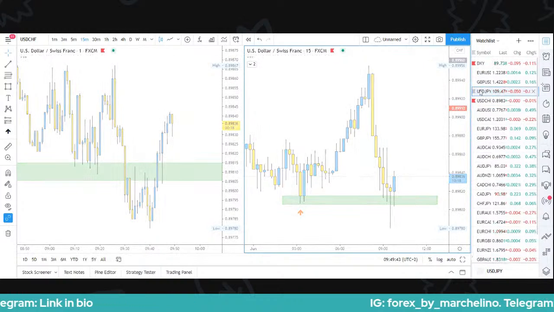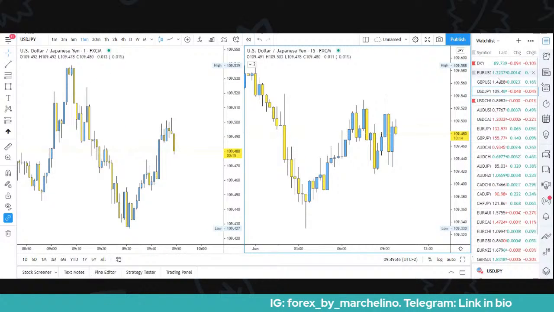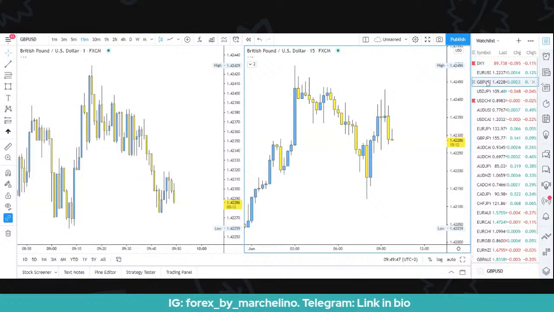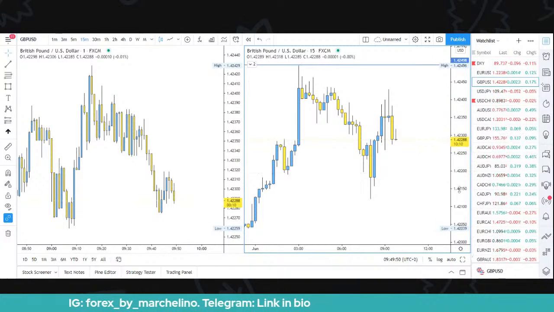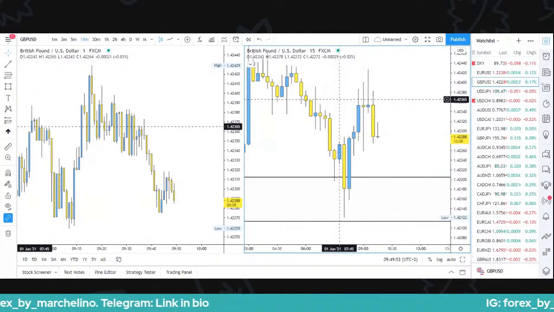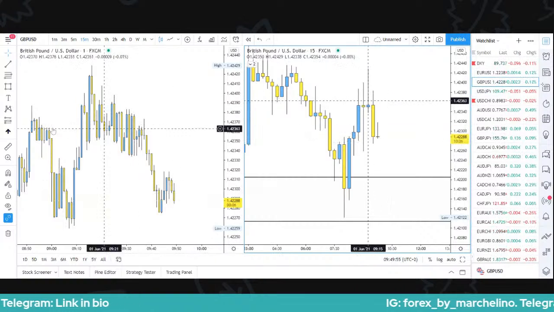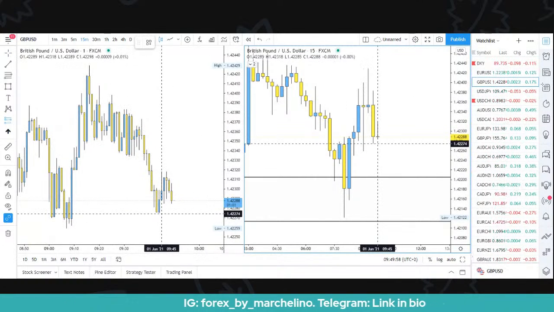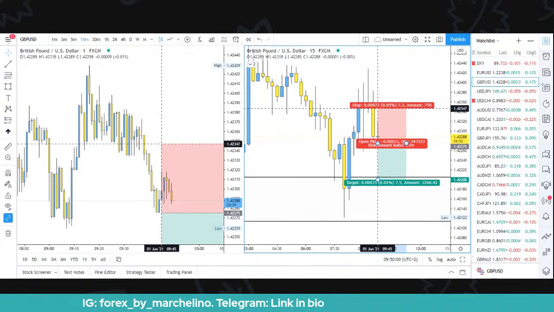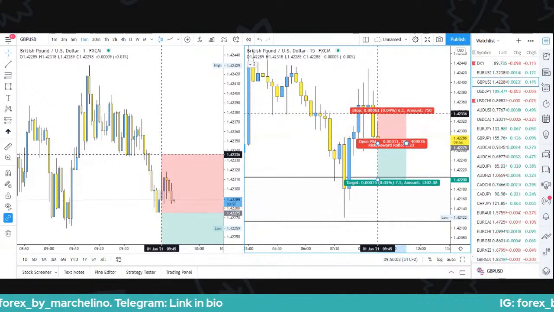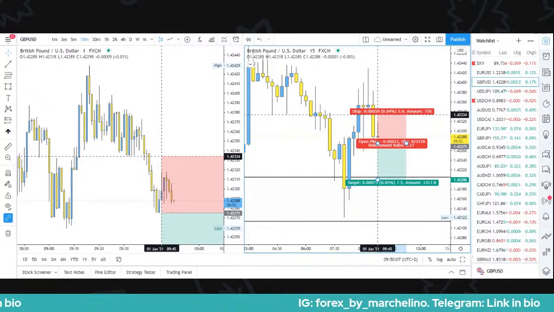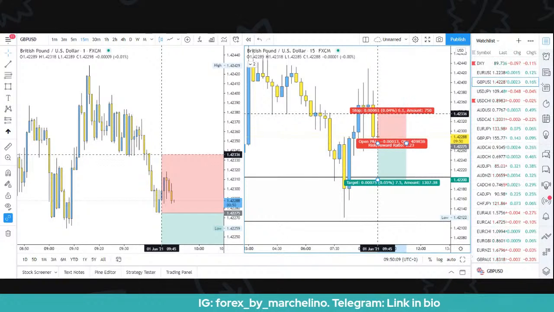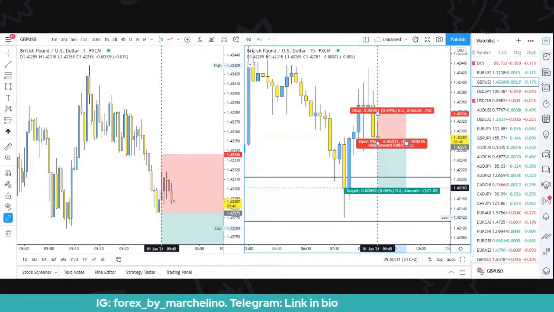USD CHF is looking nice. That's just strange here. What's this doing? Oh wow, creating a level. We could push down here. Six pips. There's enough to go to break even there.